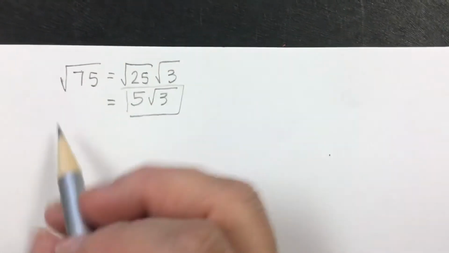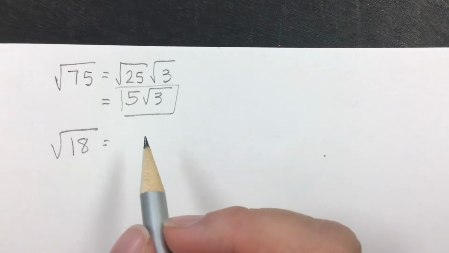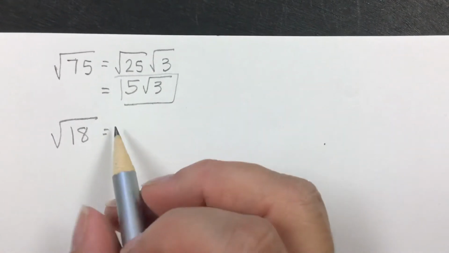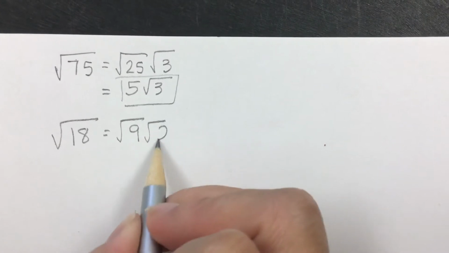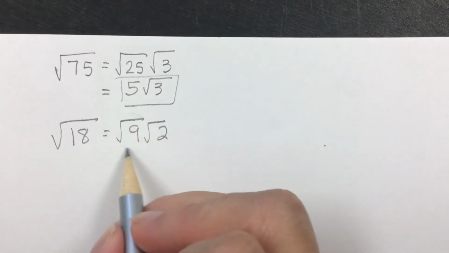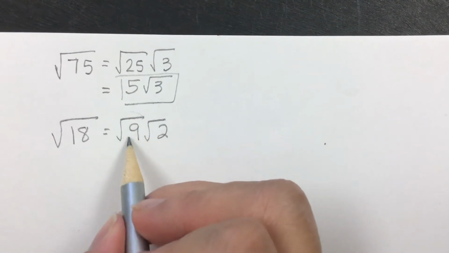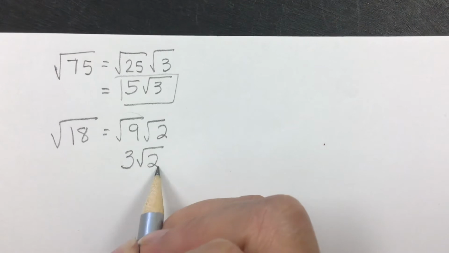Let's try it again. I'm going to do the square root of 18. And 18 has a lot of factors, but the one that you want to choose is the square root of 9 with the square root of 2. 9 times 2 gives you 18. But the reason that you chose this one is because the square root of 9 simplifies to 3. And then you just rewrite the second radical.